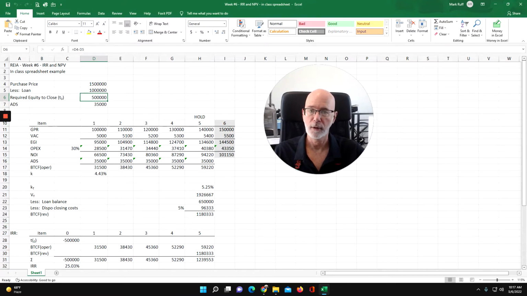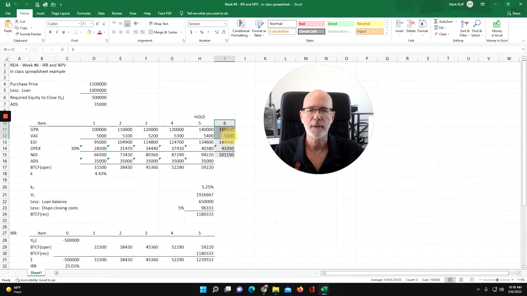We've not underwritten the loan or anything like that. I just gave some assumptions for this particular in-class spreadsheet. This equity to close of $500,000, we are going to refer to as T sub 0. The annual debt service for the sake of argument is $35,000. Also said that given some inflator or deflator over a 5-year hold period, the gross potential rents are going to be these: vacancy, EGI, expenses, NOI, ADS. Therefore, the before tax cash flow is all here.